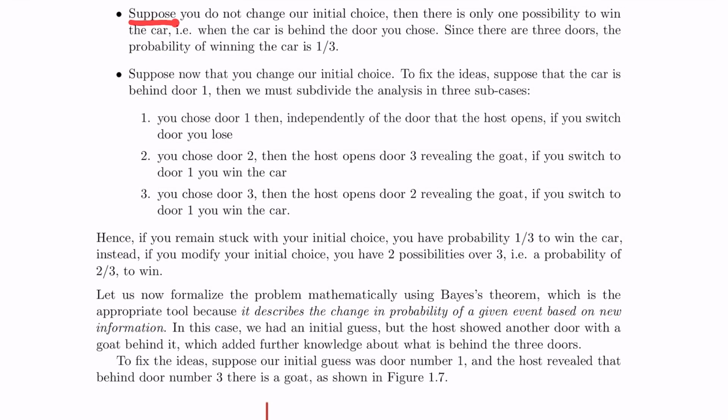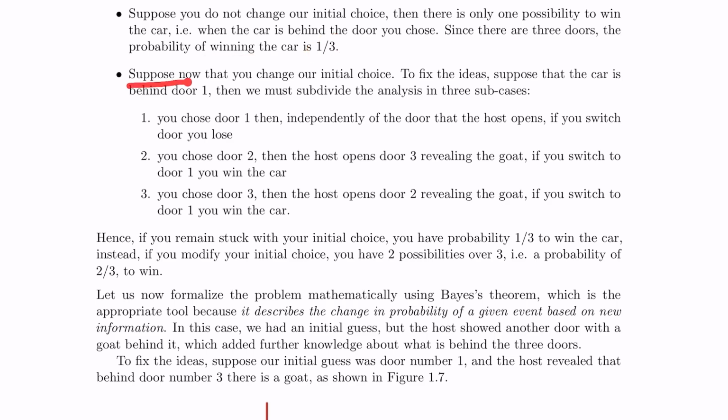First of all, suppose that you don't change your initial choice. Then there is only one possibility to win the car, that is, when it is exactly behind the door that you chose. But there are 3 doors, hence the probability of winning is 1/3.